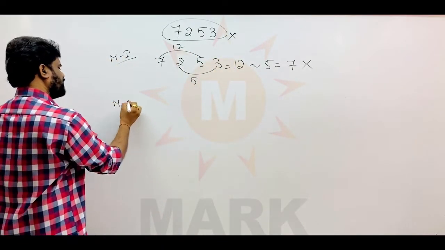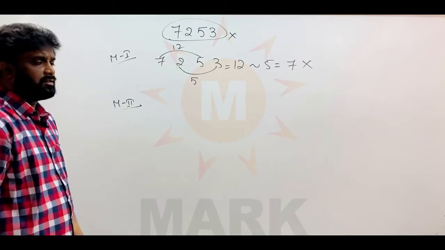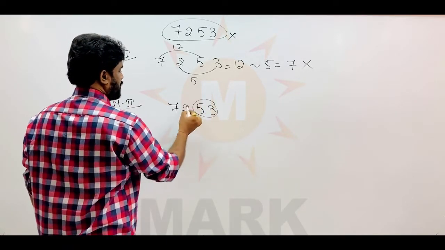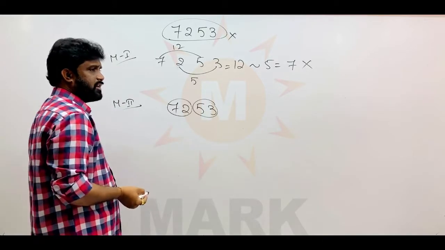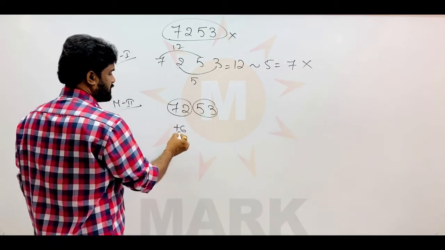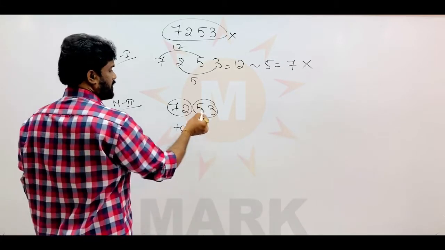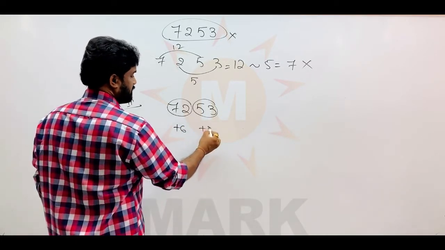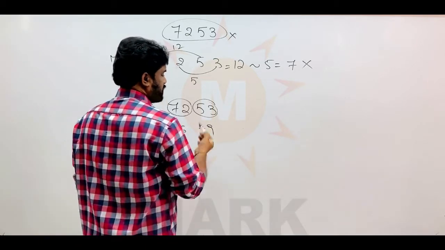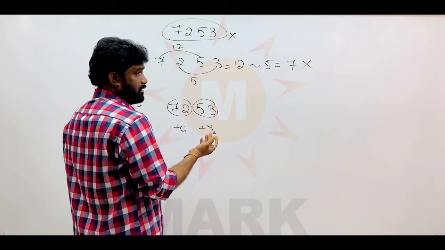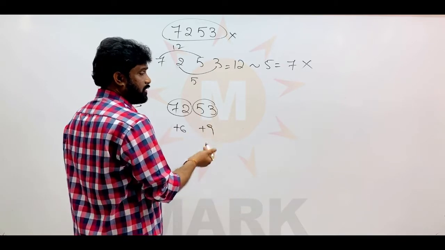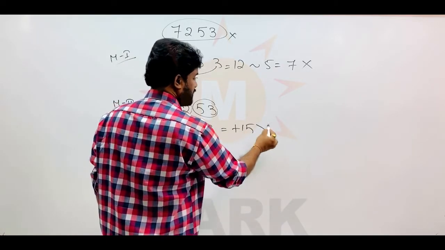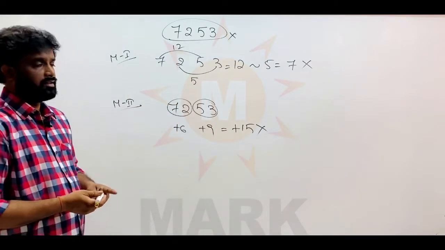You can prove it with method 2 also, which is nothing but the pairing technique. 7253. So I am forming some pairs. What is 72 divided by 11? What is the positive remainder? That is 6. What is the remainder when you divide 53 by 11? That is 44 plus 9. So plus 6 plus 9, it is giving plus 15. Plus 15 is not a multiple of 11.